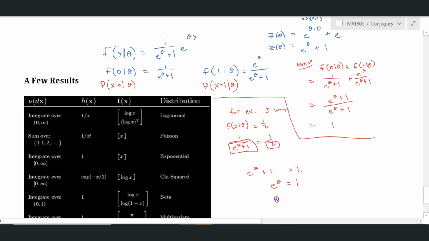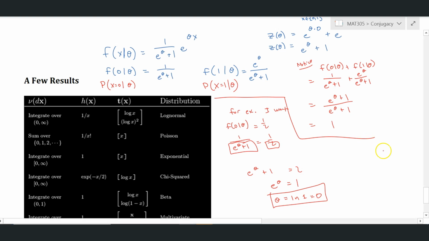Taking the natural log of both sides, theta equals the natural log of 1, and that is equal to 0. So if you pick theta equal to 0, then that will give you a probability of 1/2 of picking x equals 0. And also, at the same time, if theta is 0, then we'll have 1 over 1 plus 1. That will also give us a 1/2 probability for drawing an x value of 1.